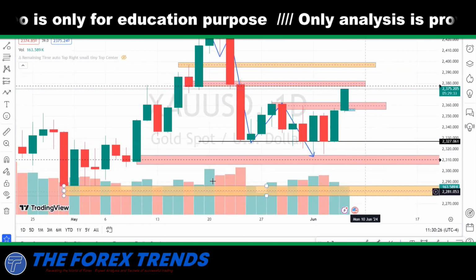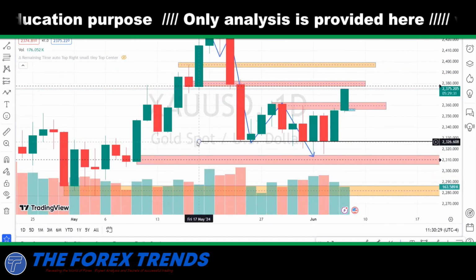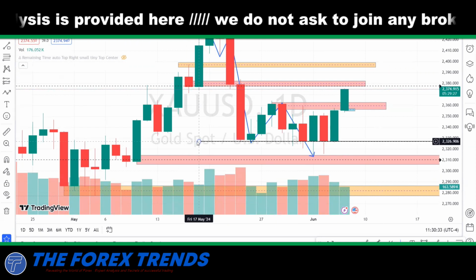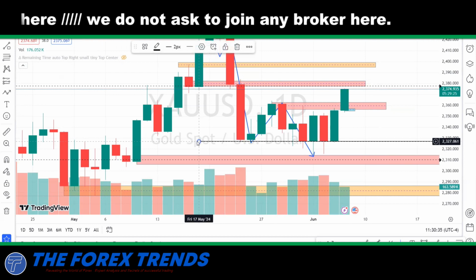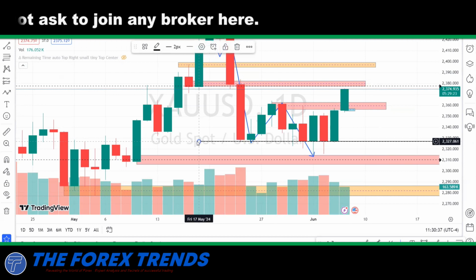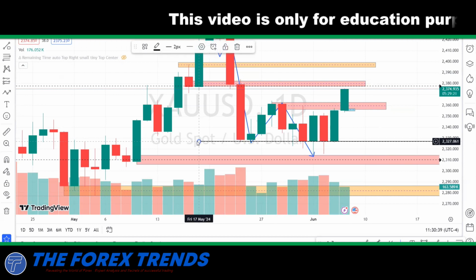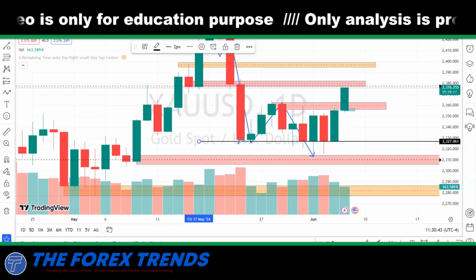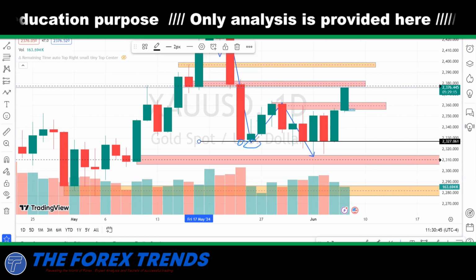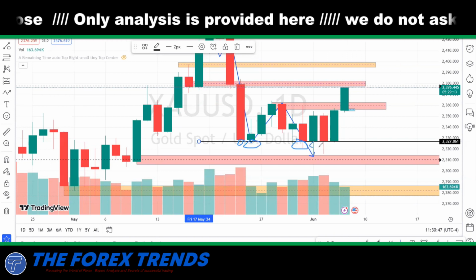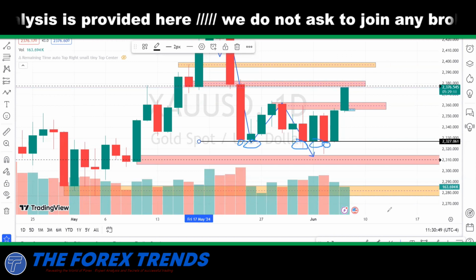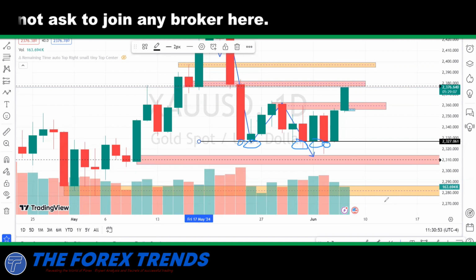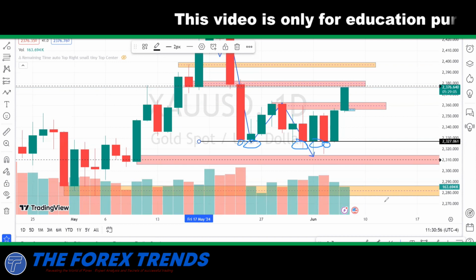Look, as I already told you guys in my previous videos, this was a strong support in the gold market, that is the 2327 level. The market tried once, twice, thrice, fourth time, fifth time, and every time it failed to break this support. That means it is a strong support in the market.